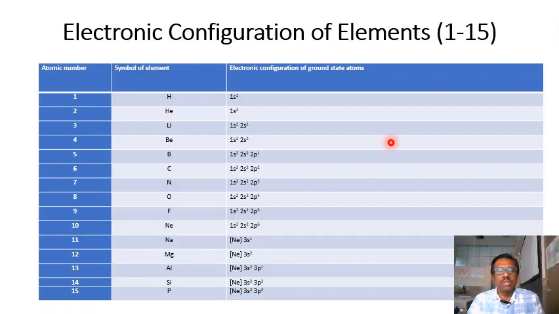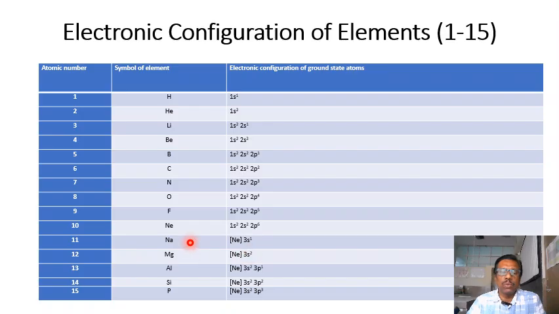The electronic configurations of the different elements from 1 to 15 are present here. This is hydrogen 1s1, helium 1s2, lithium 1s2 2s1, beryllium 1s2 2s2, boron 1s2 2s2 2p1, carbon 1s2 2s2 2p2. Like this, you can see here the electrons are continuously filled in sequence.